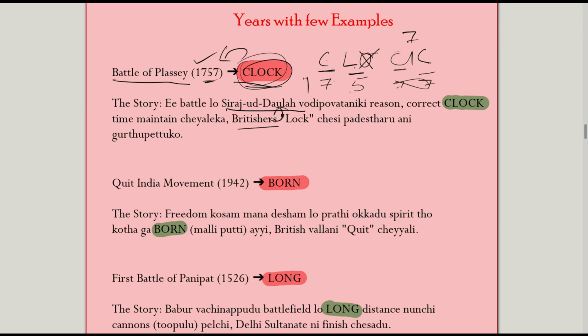And you can remember this clock through this story. The story is very simple: Siraj ud-Daulah lost the war with Britishers just because he was unable to maintain clock time during battle. He had no timing, no perfect timing. That's why he lost. Next, Quit India Movement, 1942. The keyword is born. We can simply remember the Quit India Movement was born in 1942 to help Indians get freedom from Britishers. So simply you can remember this: born.